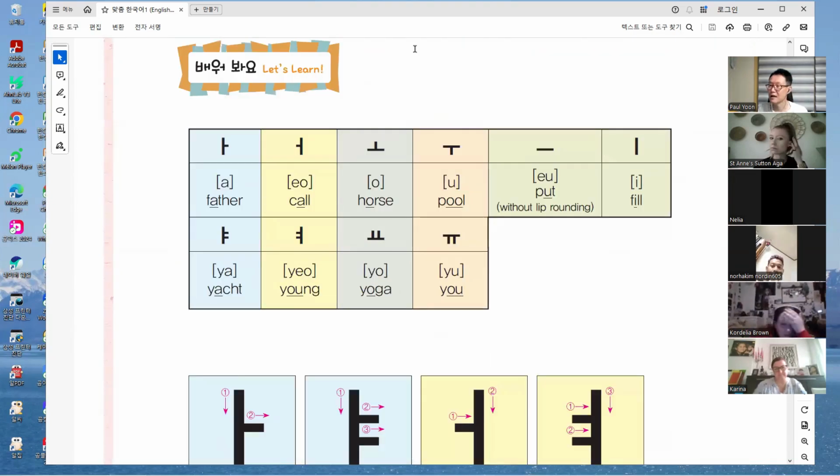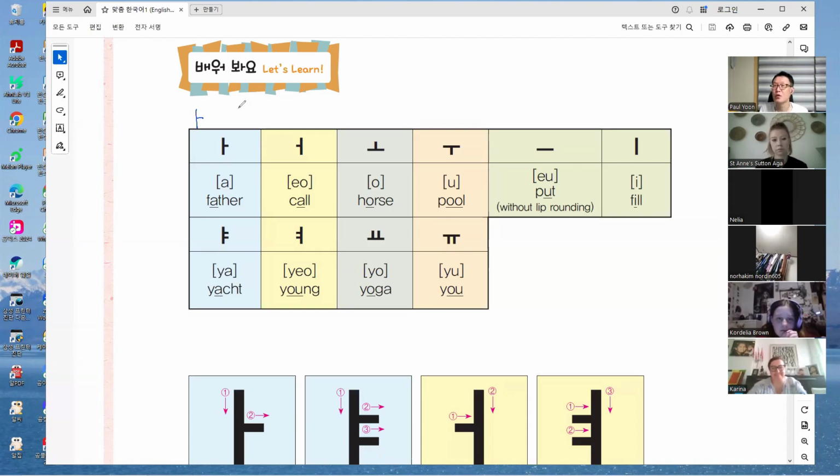I told you the very important thing in Korean is pronunciation, right? At first, this one, ah, is the English sound for father. How to write? One, two. Can you repeat? Ah.